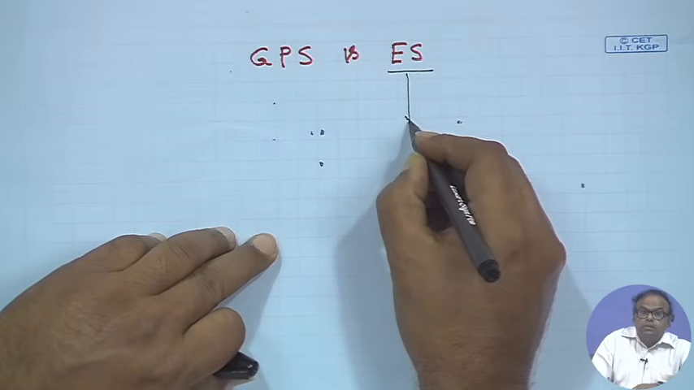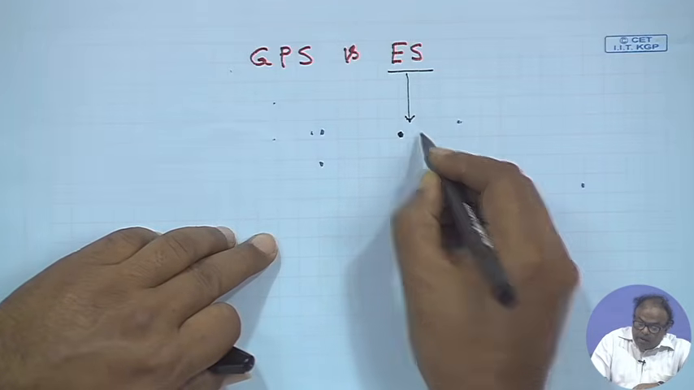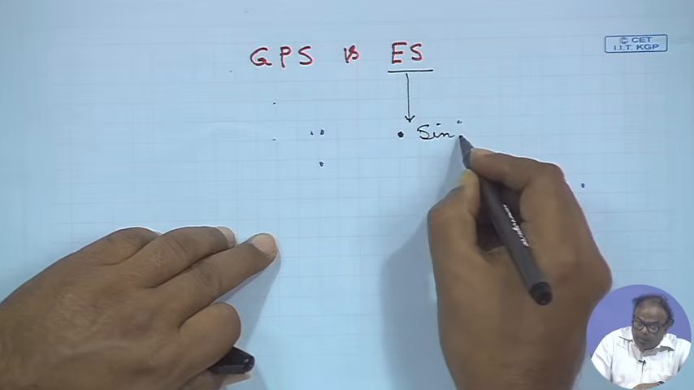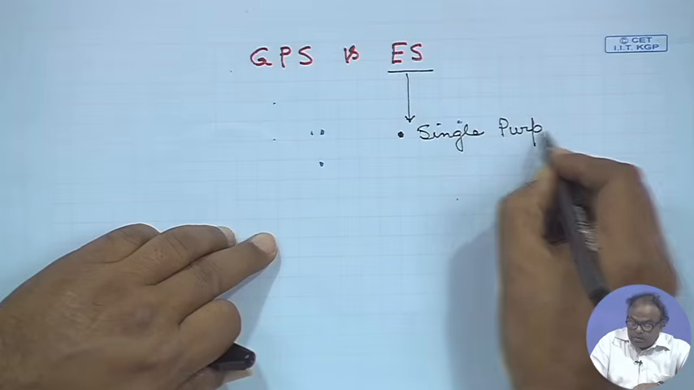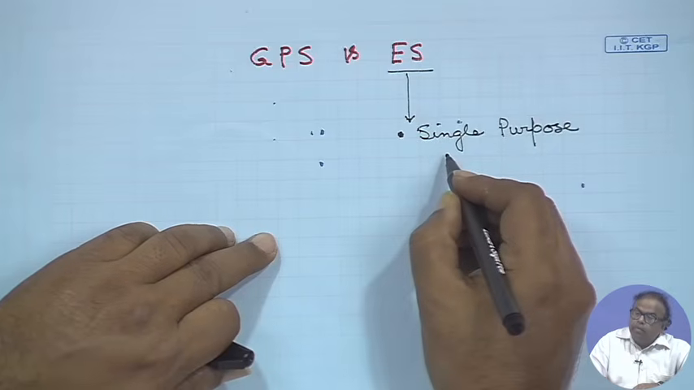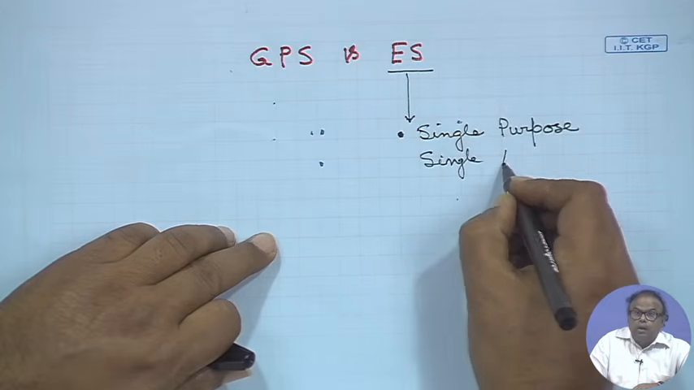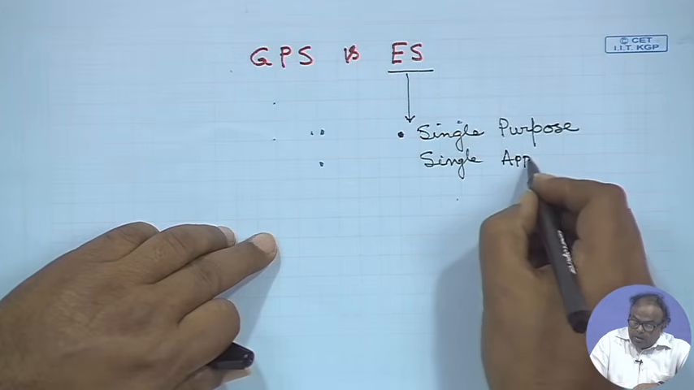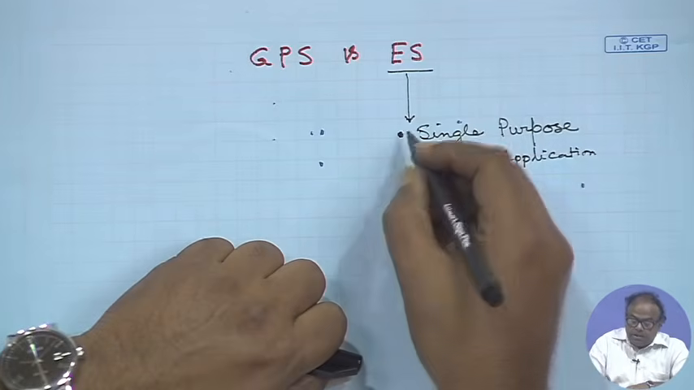Usually, the embedded systems are one embedded system is for one purpose. So, single purpose, okay, or single application. That is point number 1.